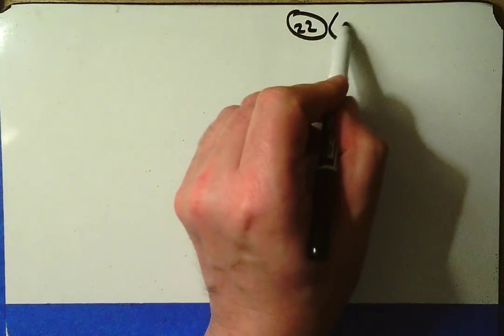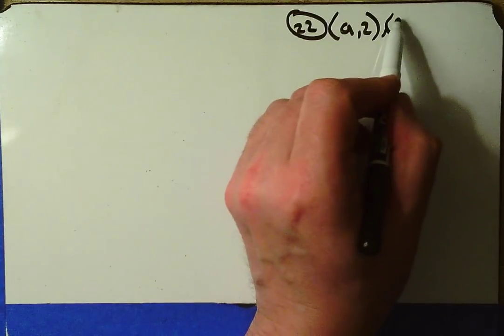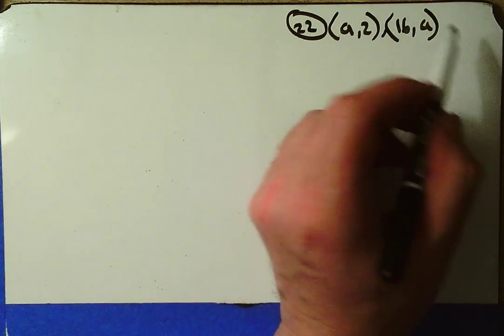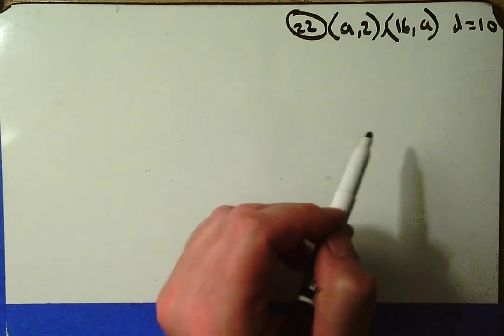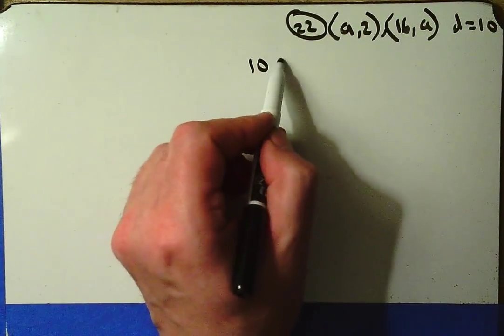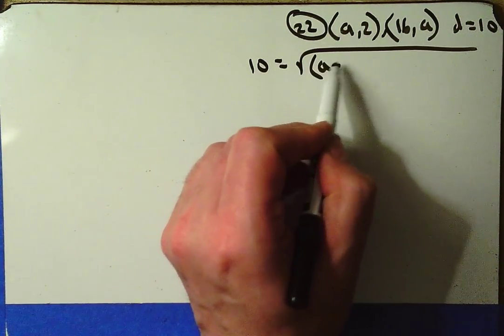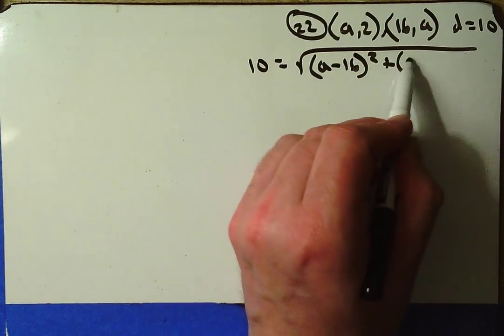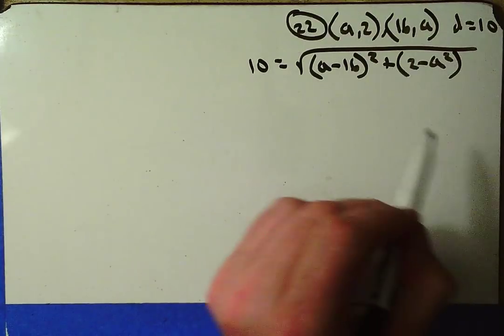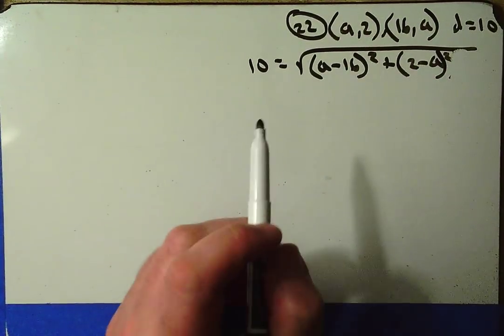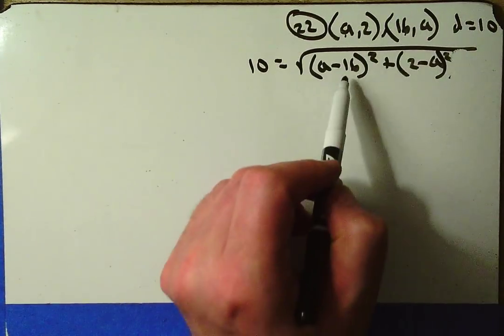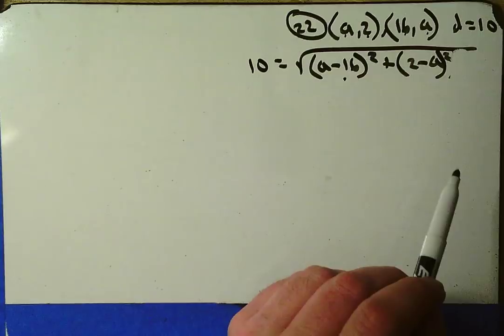22. Ooh, 22 is going to take up a bunch of space because it's a big distance formula problem. We're given two ordered pairs for number 22. One of them is (a, 2) and the other one is (16, a), and we're told that the distance between those points is 10. So if I use my distance formula, 10 equals the square root of (a minus 16) squared plus (2 minus a) squared. Right, because (x sub 1 minus x sub 2) squared plus (y sub 1 minus y sub 2) squared.